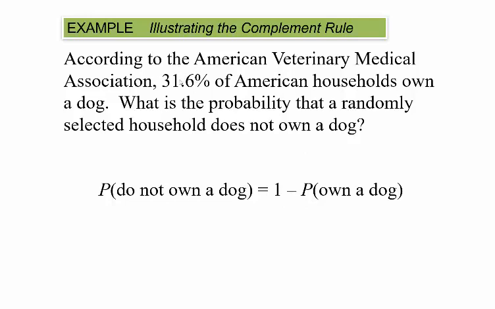Well, look at this here. We know we change this percentage to a decimal. So this would be 1 minus 0.316, and it would be 0.684 when you do that subtraction. So that would be a very simple way you would use the complement rule.